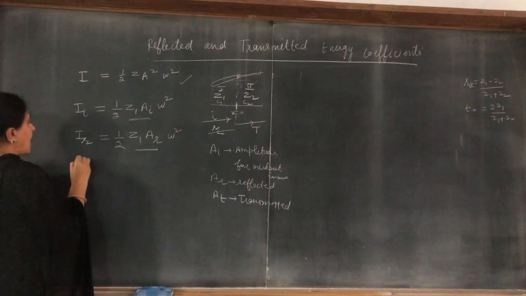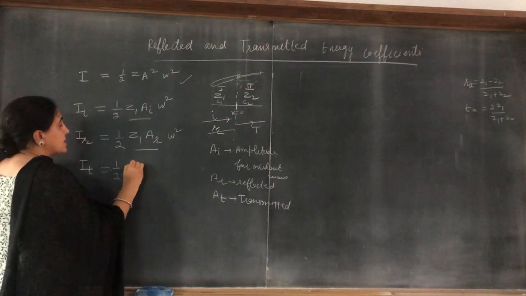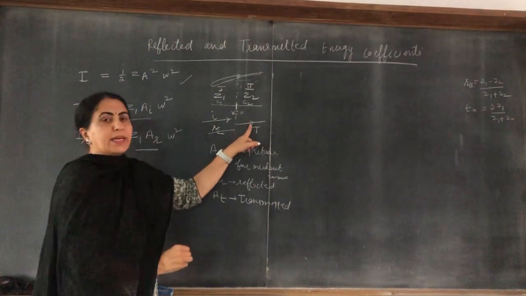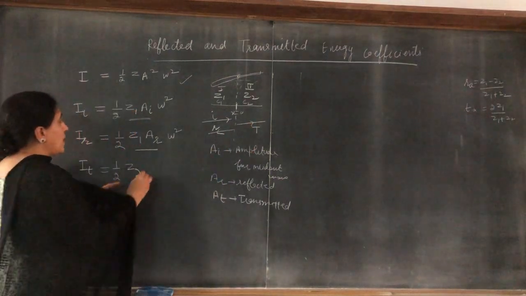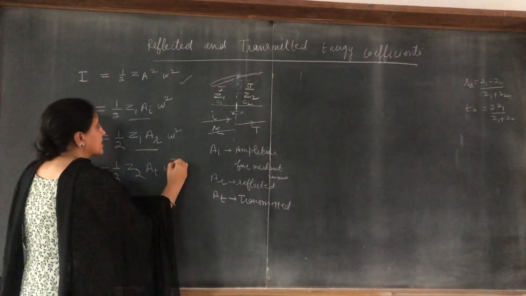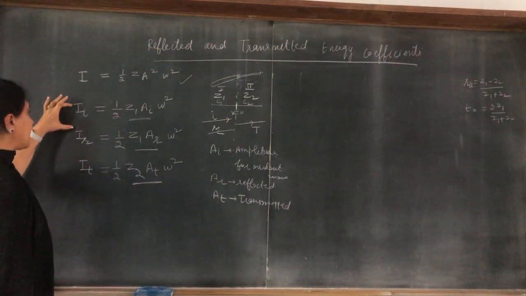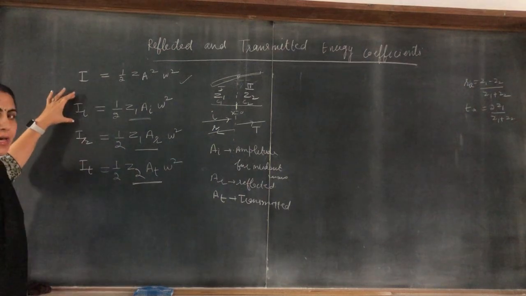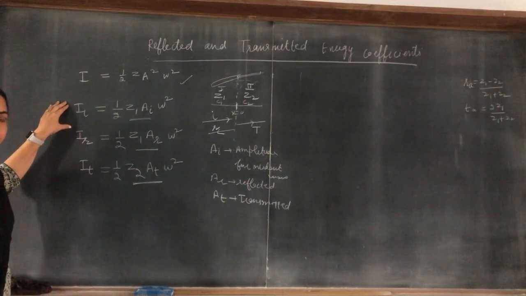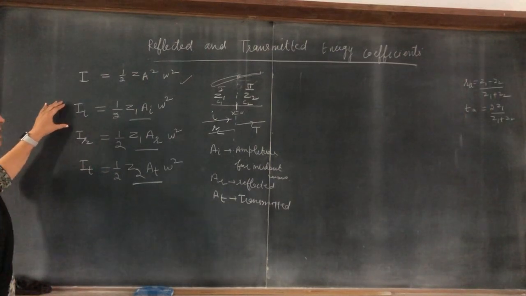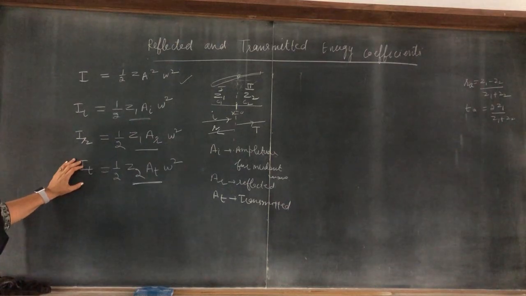Then IT for transmission will be half Z2 AT square omega square. Transmission is in the second medium, so we take Z2, and the amplitude we take for transmission is AT. Now we have II, IR, IT. What is II? I am repeating again: this is the rate of flow of energy, or intensity, for the incident wave, then for the reflected wave, and this is for the transmitted wave.